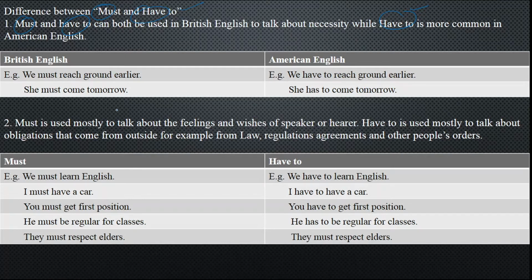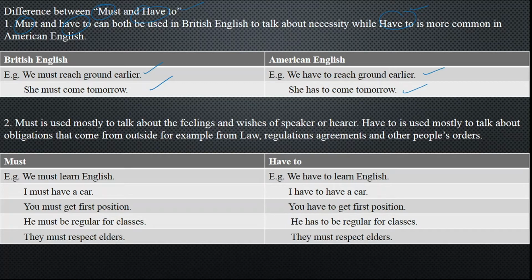In British English we say, "We must reach ground earlier." We have to reach ground earlier. The difference between the two is British and American. "She must come tomorrow." "She has to come tomorrow." Must and have to have the same meaning. One is British and the other is American.